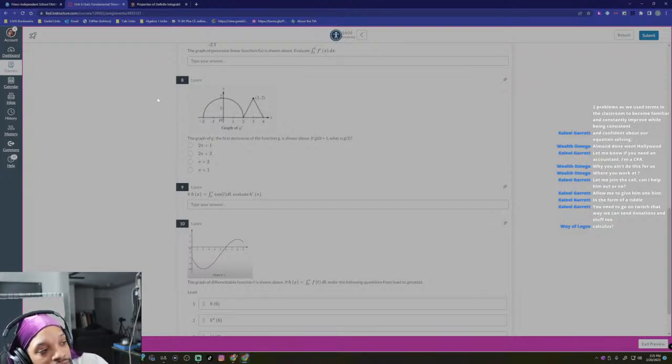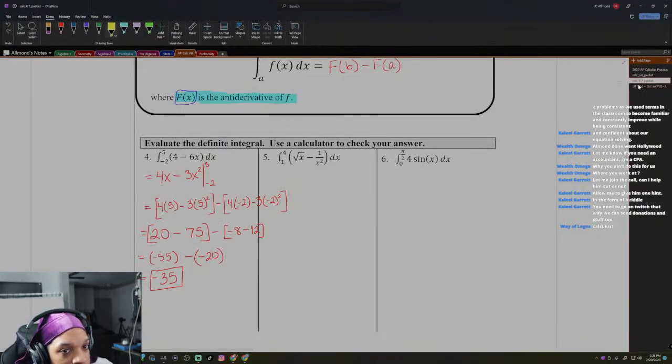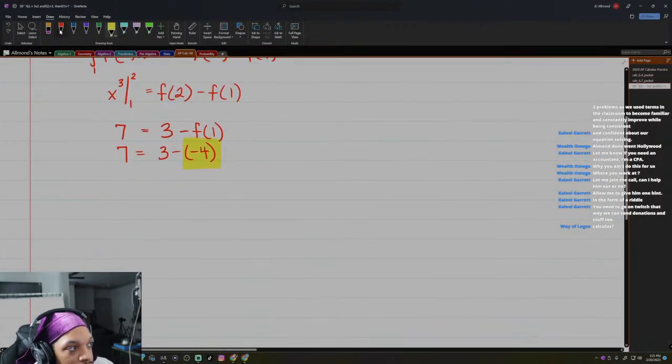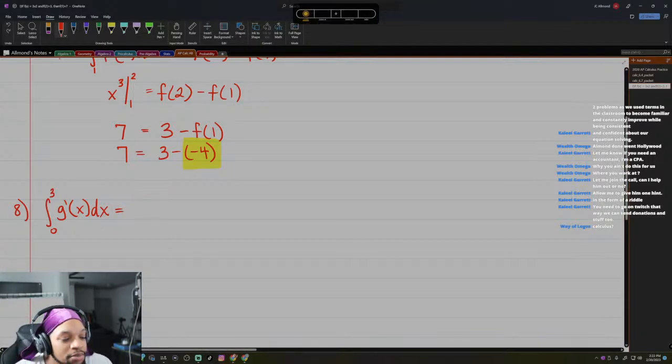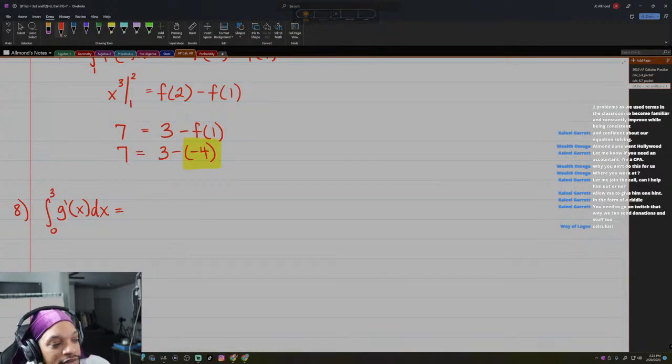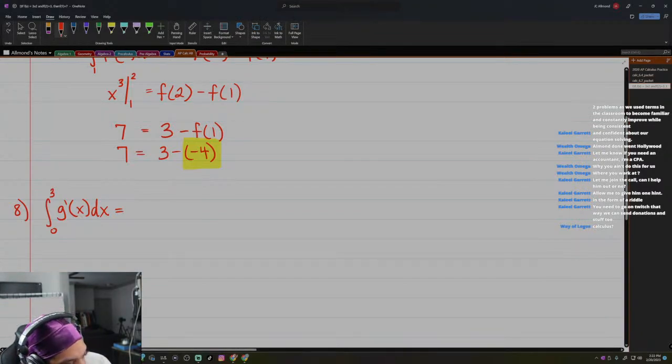So here's how I would do it. I would write it out as the integral from 0 to 3 of g prime of x dx. And that would be equal to, actually, can you tell me, using the f of b minus f of a stuff, what would go on the right side?